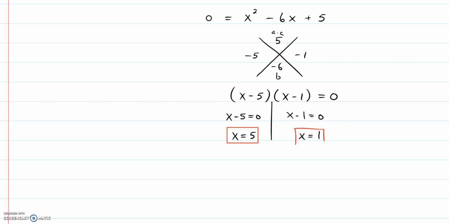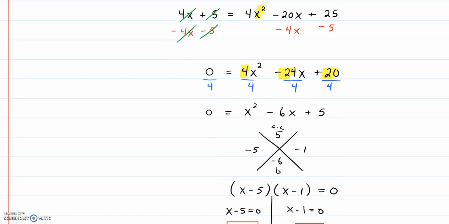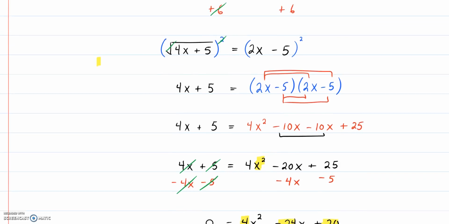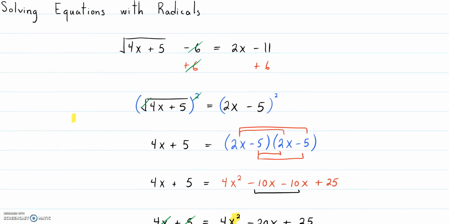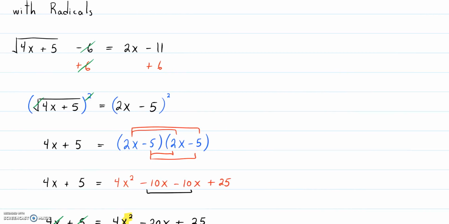We don't know yet for sure. We need to go ahead and check our solutions. So I'm going to come back up to my original problem. This was my original problem, and I'm going to go off to the side. My original problem was the square root of 4x plus 5, and then minus 6 equals 2x minus 11.